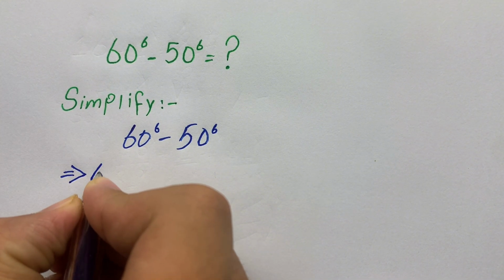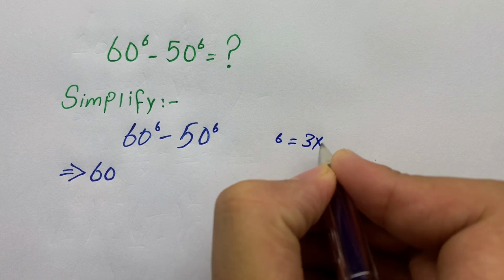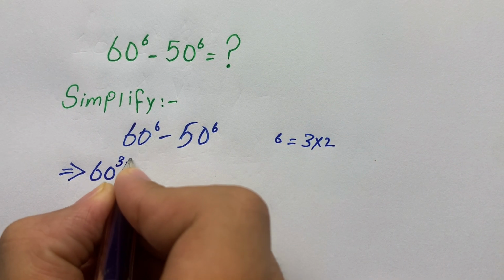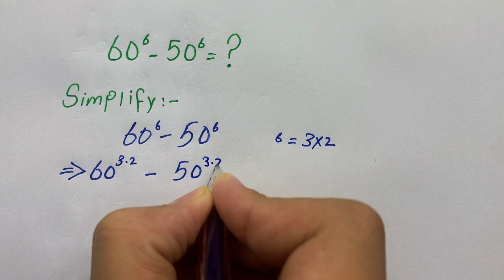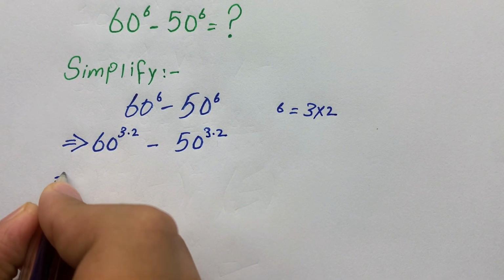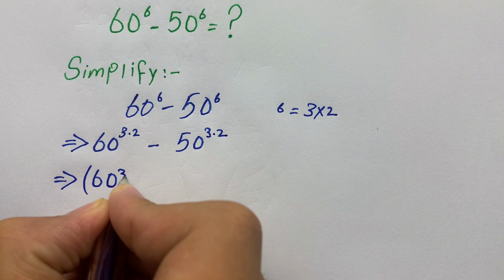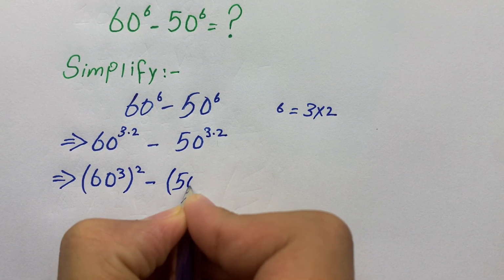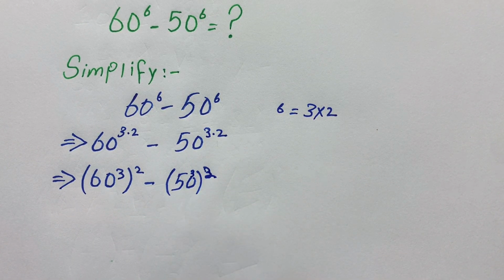Now in the first step, as you know that 6 is also equal to 3 multiplied by 2, we write 16 to the power 3 into 2 minus 15 to the power 3 into 2. Next step, we write this as 16 to the power 3 into 2 minus 15 to the power 3 into 2.